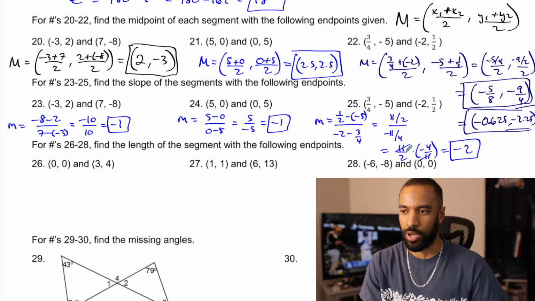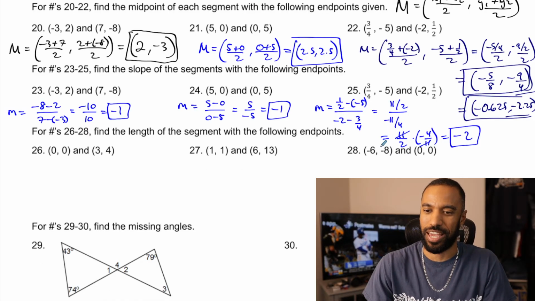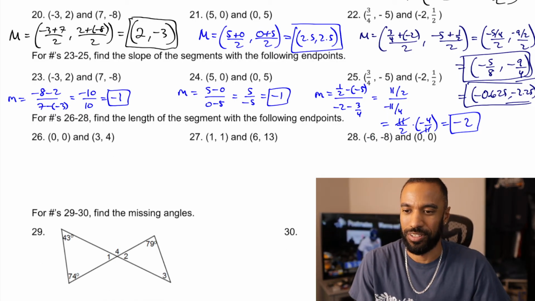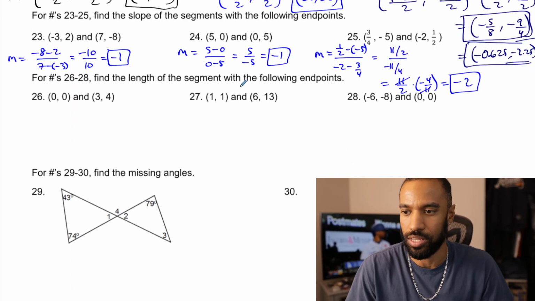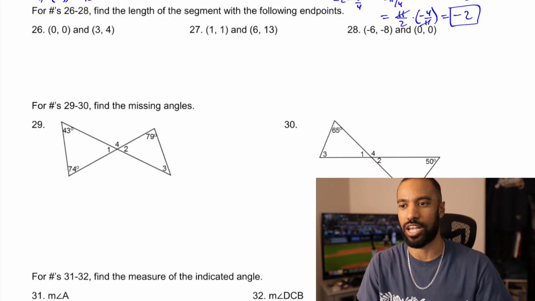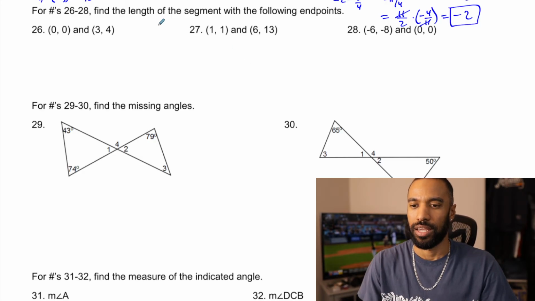I'm not slowing down for you guys. Either you get it, or pause it, or you don't. Move on. Find the length of the segment with the following endpoints here. So this is more that distance formula / Pythagorean theorem kind of biz.